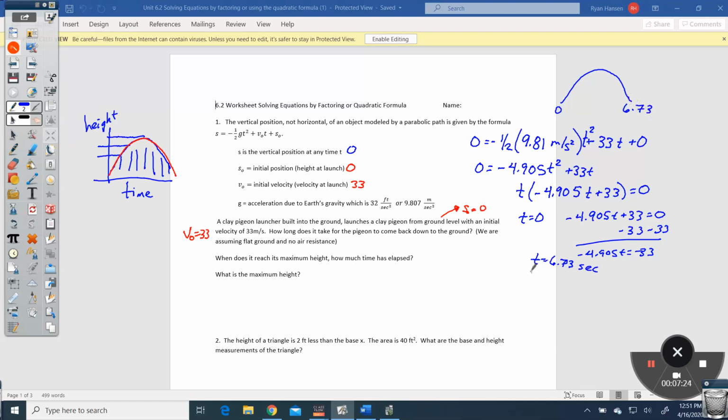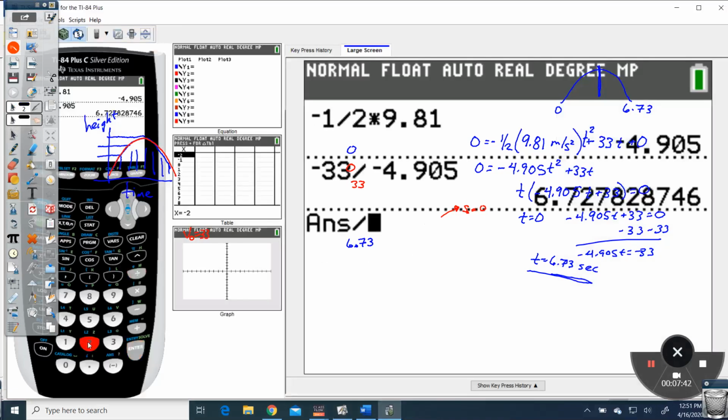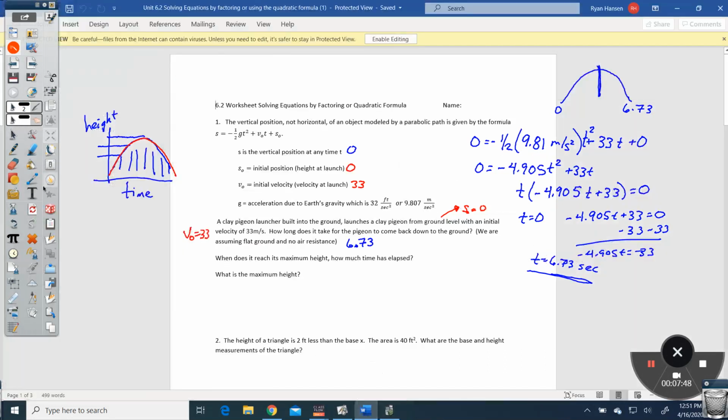So on my parabola, at time equals 0 and 6.73, that's how long it takes for this thing to travel through the air. So it's up there quite a while. When does it reach its maximum height? Well, its maximum height is going to be halfway because that's the top of the parabola. So I can just take this answer and divide it by 2, and that'll give me the time for its maximum height. So 3.36. So maximum height is at 3.36 seconds.